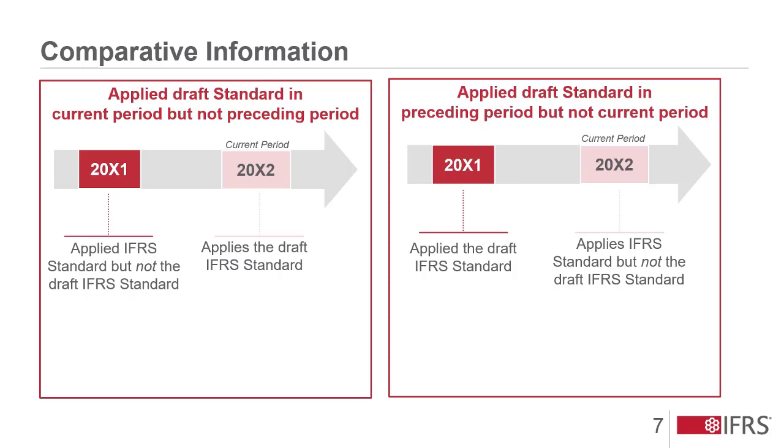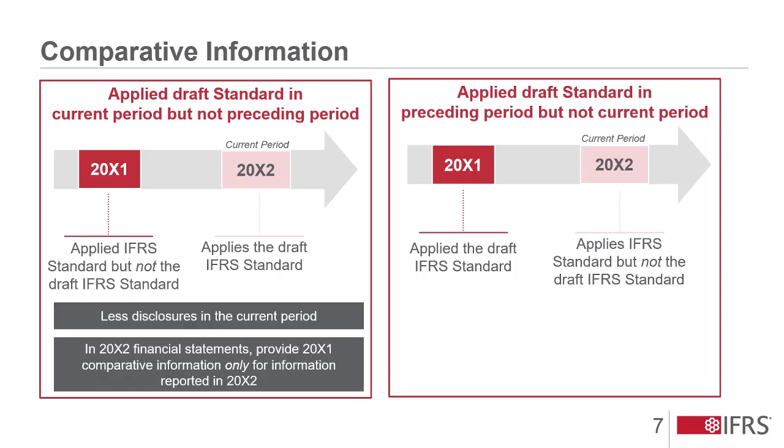First, let's say we have a subsidiary that is applying the draft standard for the first time in the current period, but not the preceding period as illustrated in the left diagram. The subsidiary would have fewer disclosures in its current year financial statements. In this illustration, 20x2 compared to its 20x1. In its 20x2 financial statements, the subsidiary would need to provide comparative information only for information reported in 20x2. For example, if there is a disclosure required by IAS 19 that is not required in the draft IFRS standard, that disclosure need not be included as comparative information in the subsidiary's 20x2 financial statements.